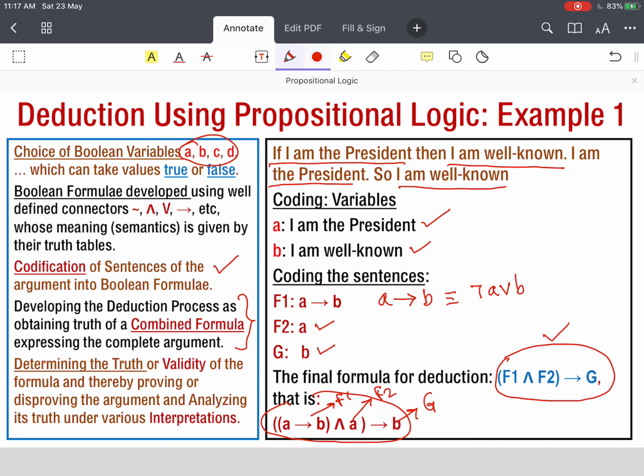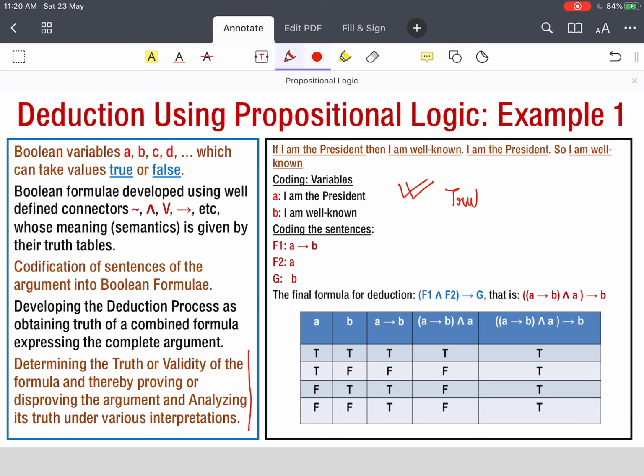So as we said, the steps are: choose Boolean variables, codify the sentences into Boolean formulae, develop a combined formula, and then we determine its truth. So till now we have codified the sentences and developed a combined formula. We now come to the details of the fourth and last part, which is determining the truth or validity. So we look at the same example, and in this example, we first use a method called the truth table method.